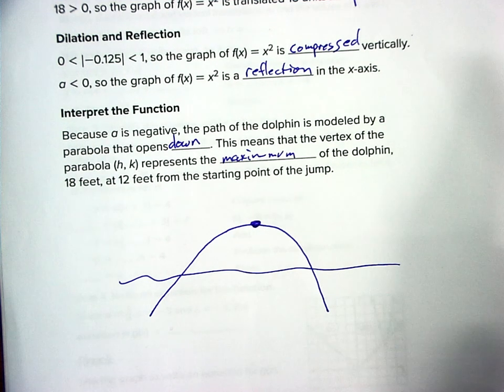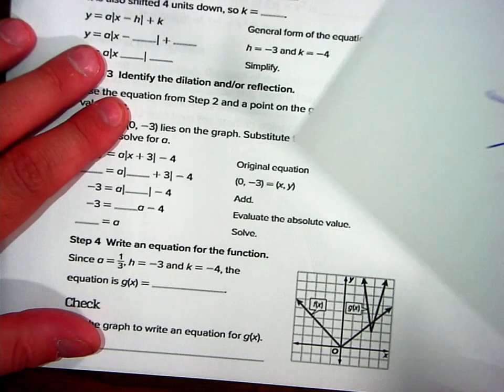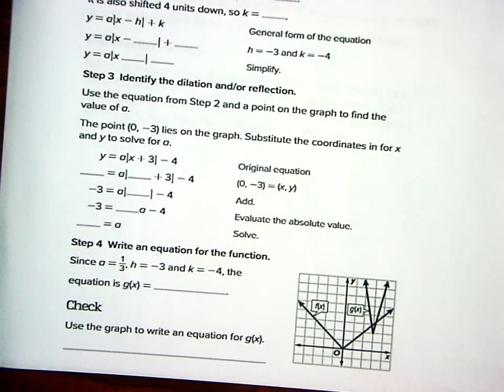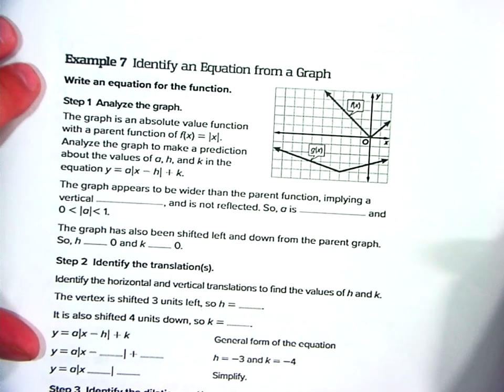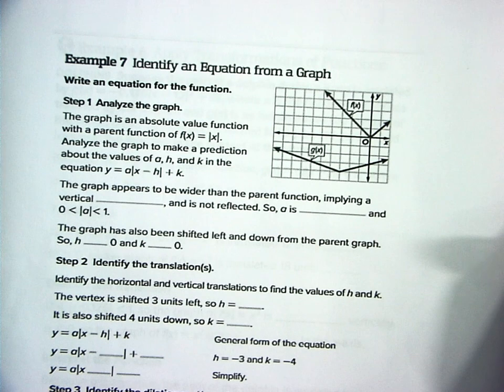All right, this next one's a little bit tricky, I'm not going to lie. Identify an equation from a graph. Analyze a graph. The graph is an absolute value function with a parent function of f of x equals the absolute value of x. Analyze the graph to make your prediction about the values of a, h, and k in the equation y equals a times the absolute value of x minus h, plus k.